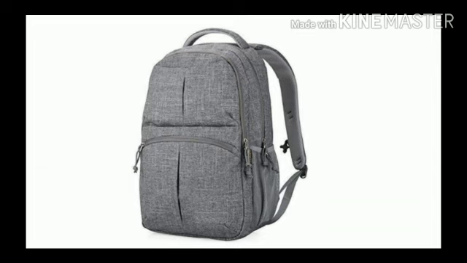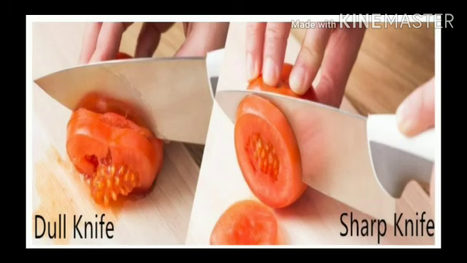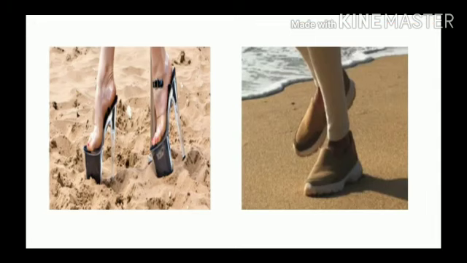Here are some examples of pressure in daily life. School bags have wider straps. Buildings have a wider foundation, because with a wider foundation there is less pressure on the ground. A sharp knife cuts better than a blunt knife. It is easy to walk on sand with flat shoes rather than shoes with sharp heels.